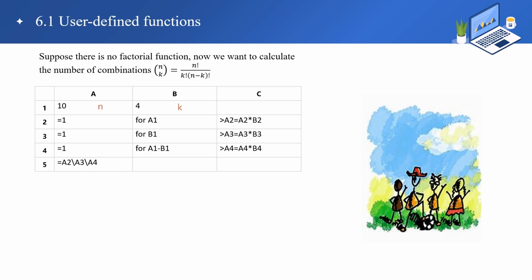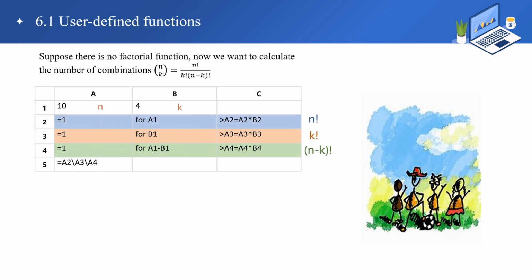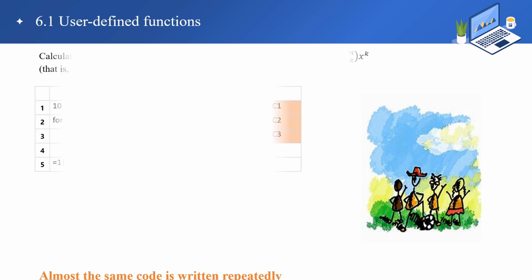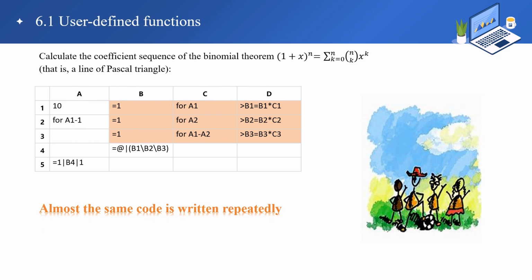N and k are filled in A1 and B1 respectively, and the second, third and fourth lines calculate the factorials of n, k and n minus k respectively. This calculation is okay, but the same code has been written almost 3 times. If the problem is more troublesome, for example, we need to calculate the coefficient sequence of the binomial theorem, that is, a line of Pascal triangle.